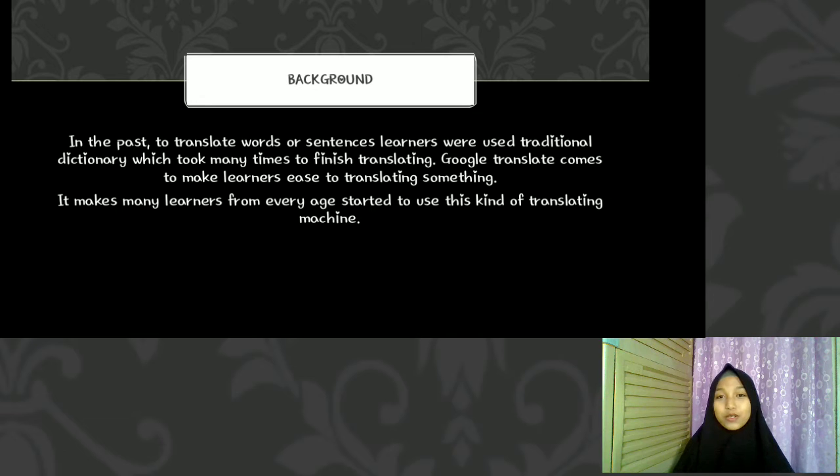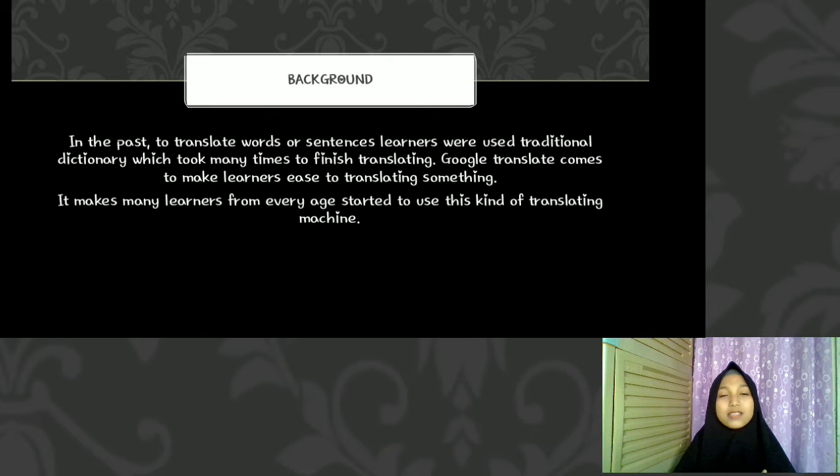Alright, so before we go into more detail, let's talk about the background of this study. Why I chose this topic for my study. In the past, learners or students usually translated words or sentences using the traditional dictionary, and it could take a lot of time, wasting time to translate at least one paragraph, and sometimes it made the learners confused when finding the word.